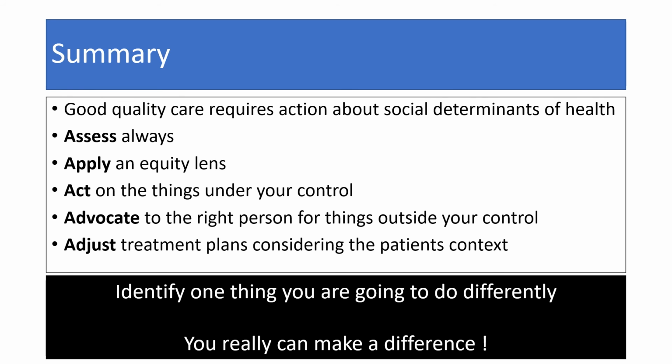So good quality care requires us all to pay attention and act in response to social determinants of health. We need to remove barriers and enable quality care. Assess always, use an equity lens to mobilise support for a fair go, act on the things under your control, advocate effectively for those things you don't control, and adjust the treatment plans to take into account the patient's context. My challenge to you is to identify one thing that you're going to prioritise to change. Put it in your learning plan. Good luck, and remember, you really can make a difference.